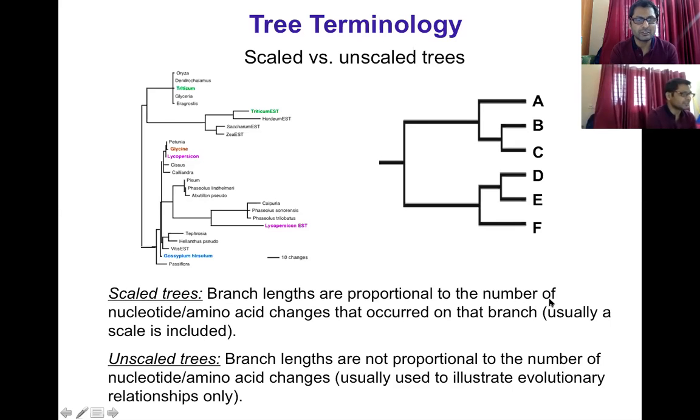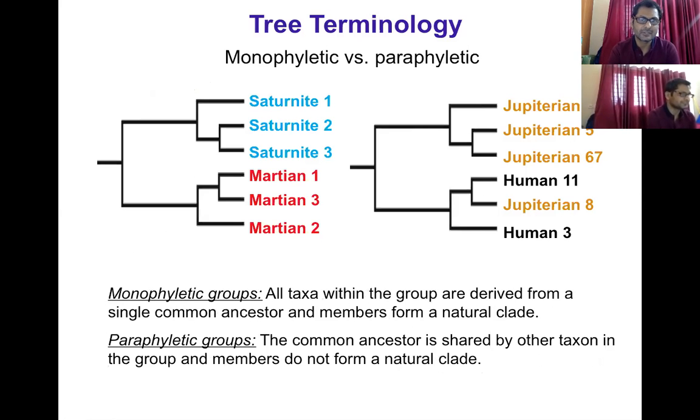Branch lengths are proportional to the number of nucleotide or amino acid changes that occurred on a branch. Usually a scale is included. Unscaled trees are the trees which just show the relationship but do not show how many amino acid or nucleotide changes or mutations have taken place.